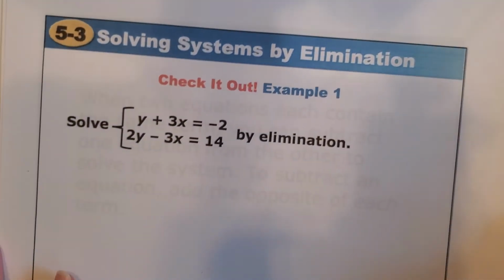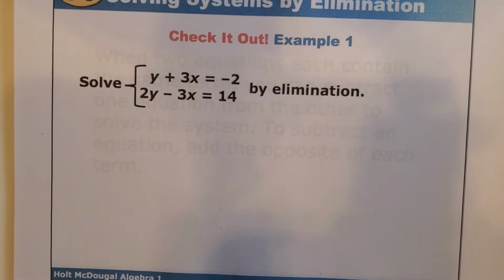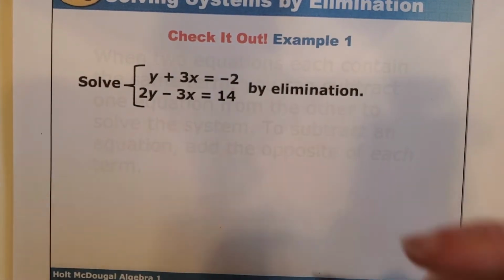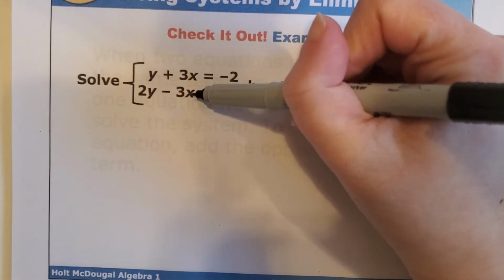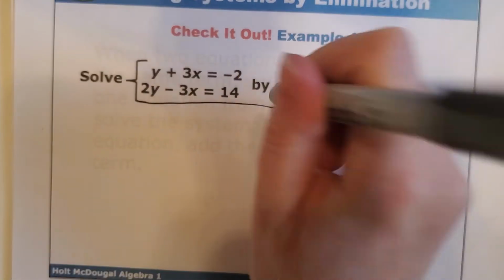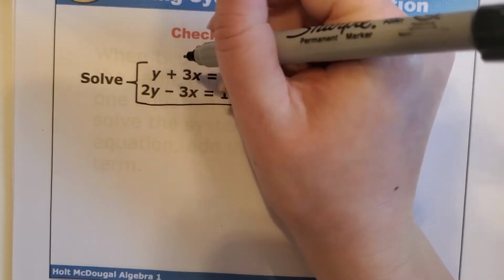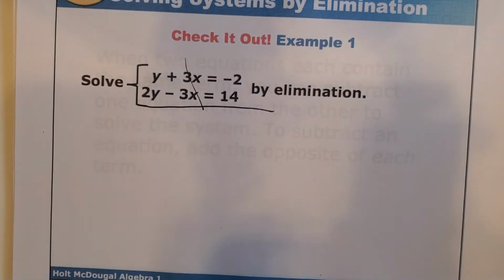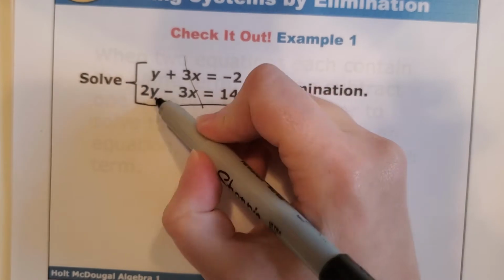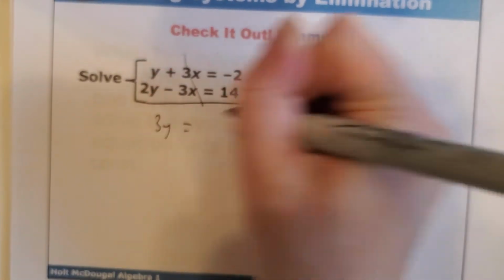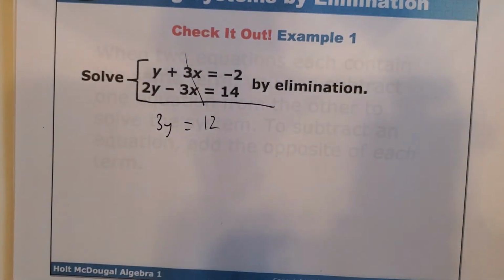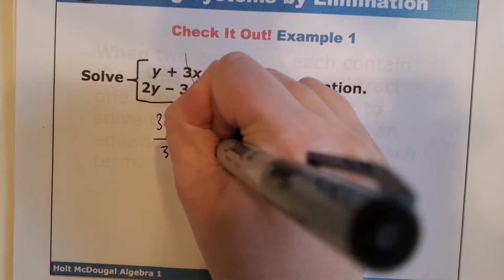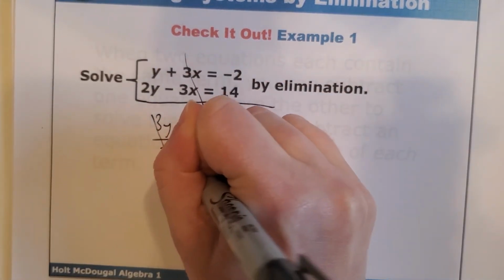pretty much exactly the same. The order is just a little bit different, not a big deal. Y comes first. The point is still the fact that you have positive 3x and negative 3x. So when you add these up, positive 3x and negative 3x are canceled. The x is getting eliminated this time. So y plus 2y is 3y equals negative 2 plus 14, which is 12. And then it's the exact same thing, you're just solving for y instead. Divide by 3, y equals 4.